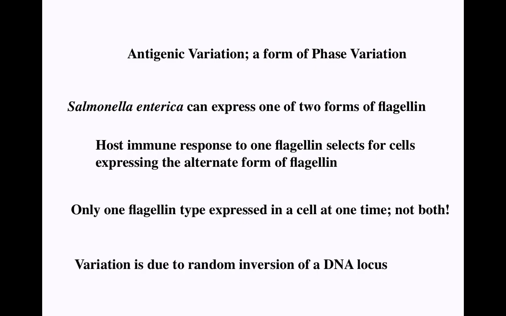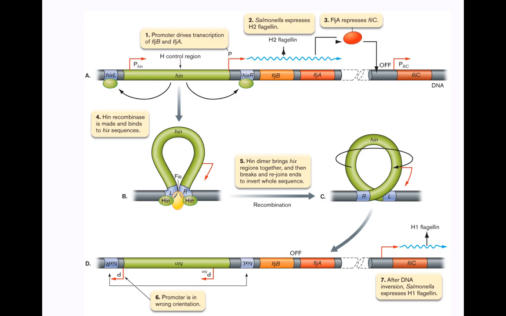And this is due not to slip strand mispairing. So slip strand mispairing drove that process of phase variation. The process that's driving this specific case of allelic variation or antigenic variation is inversion. So a piece of DNA can literally be flipped around in the bacterium.